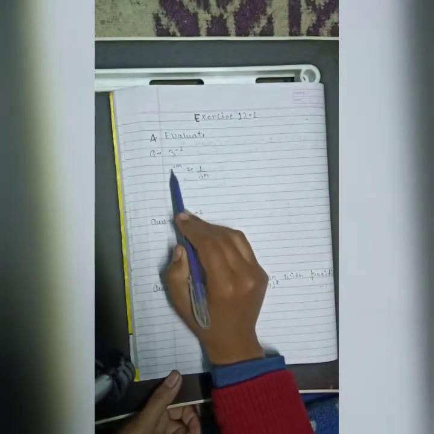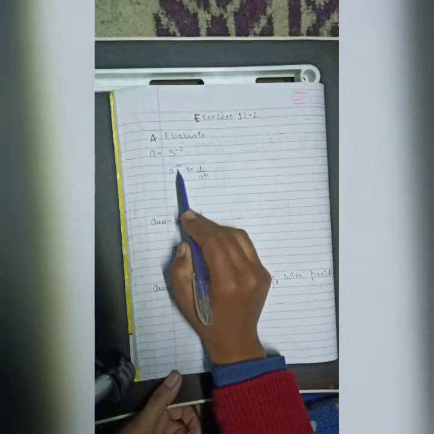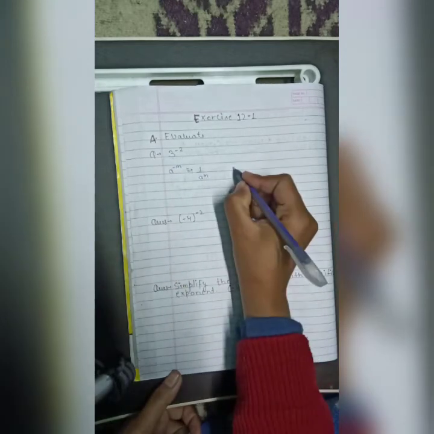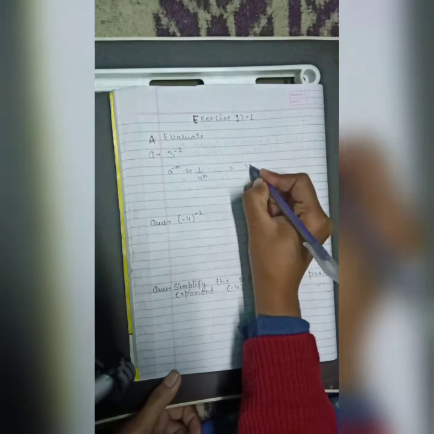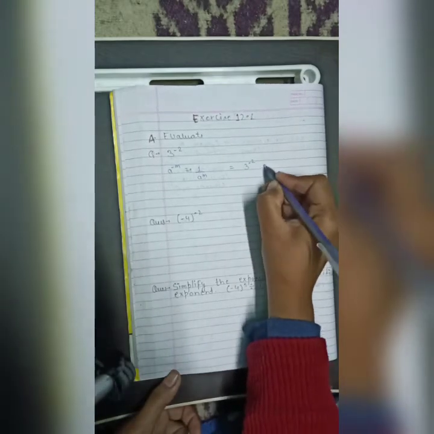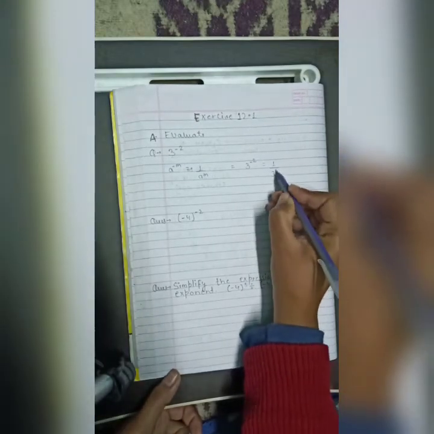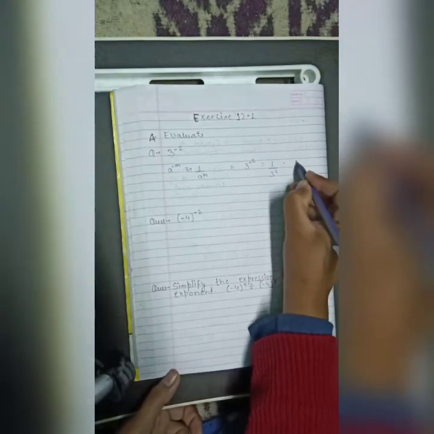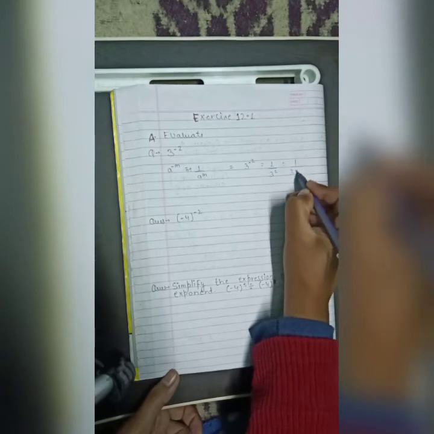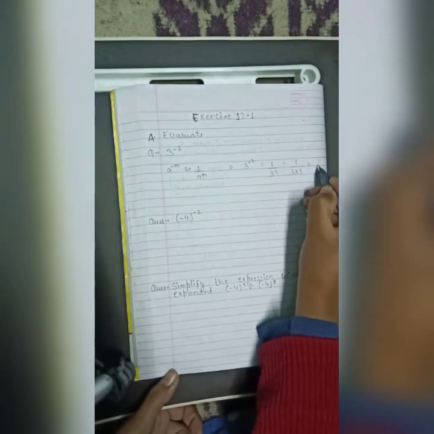So here the value of a is what? 3, and the value of m is what? 2. So we can write 3 raised to the power minus 2 as 1 upon 3 raised to the power 2. Okay, and 3 raised to the power 2 is what? I can write it as 3 multiplied by 3, and that will be equal to 1 upon 9.